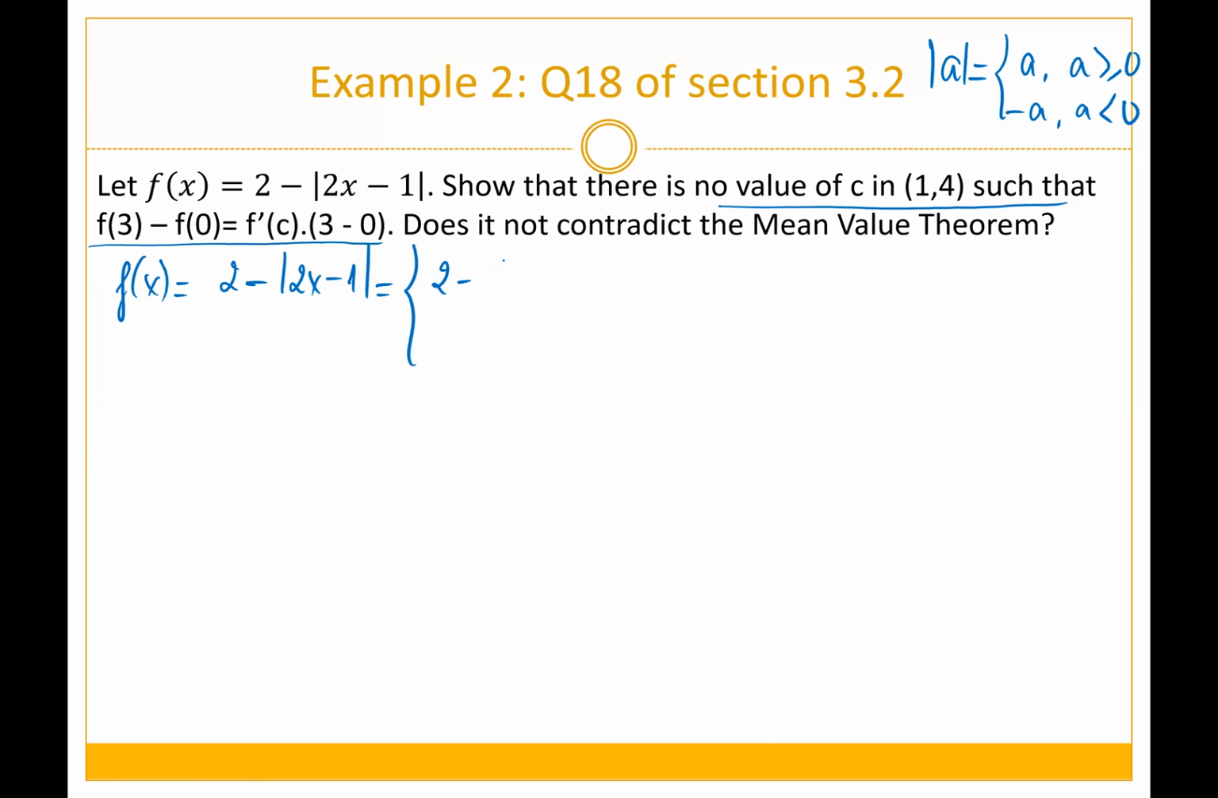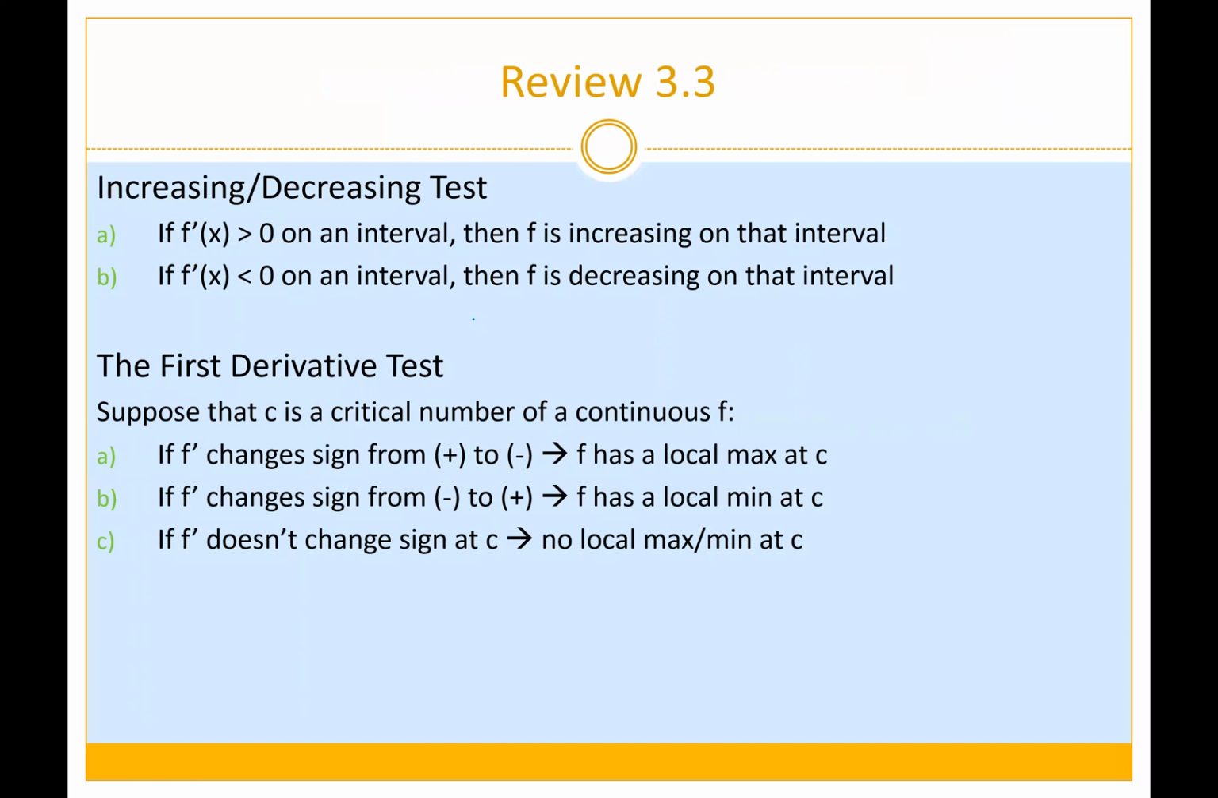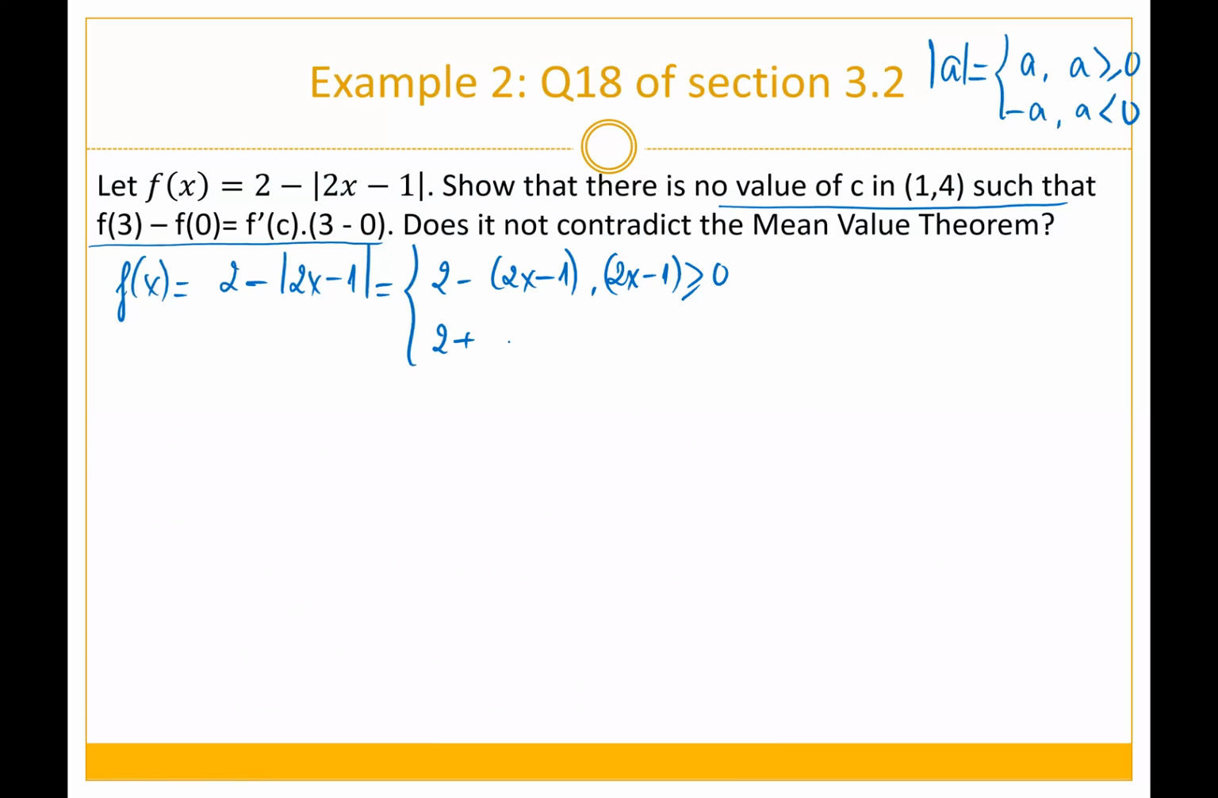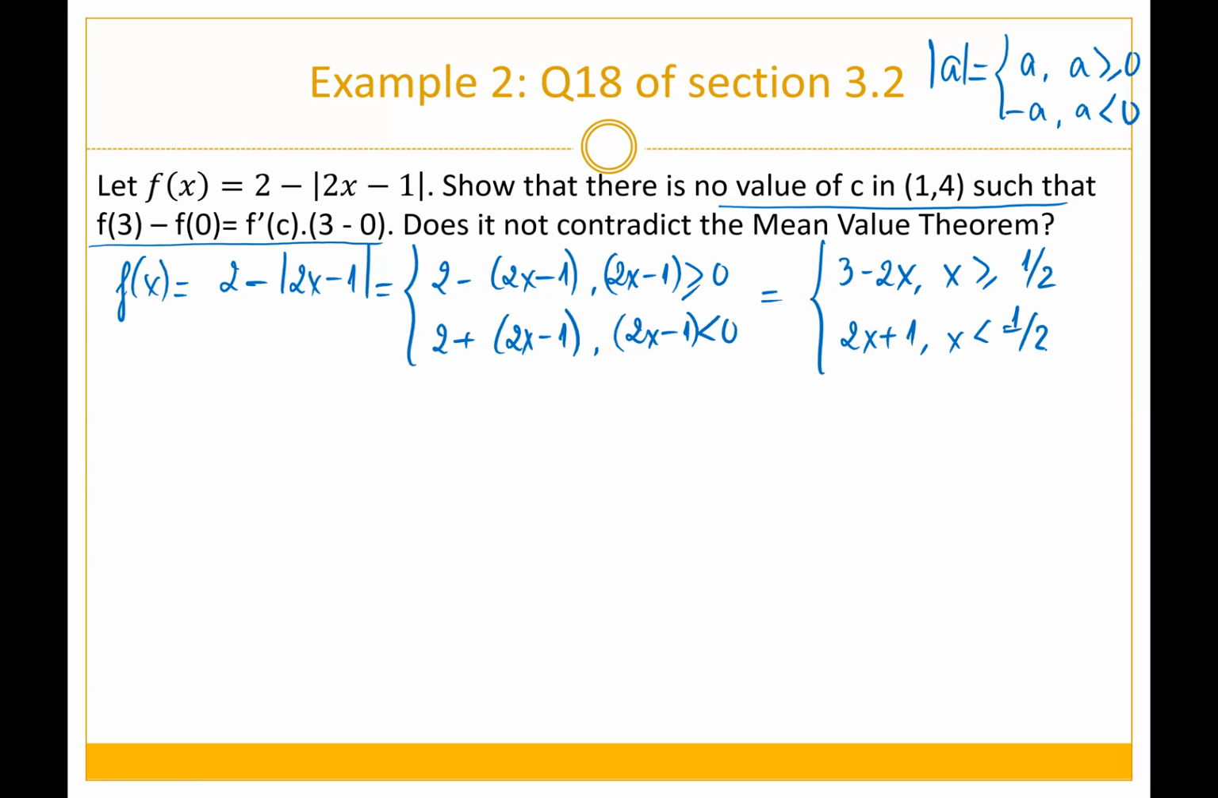This is going to equal 2 minus itself, if 2x minus 1 is bigger than or equal to 0, or 2 plus 2x minus 1 if 2x minus 1 is smaller than 0. Now we're going to do just algebra: it equals 3 minus 2x if x is bigger than or equal to half, and 2x plus 1 if x is smaller than half. So these are the functions that we have.